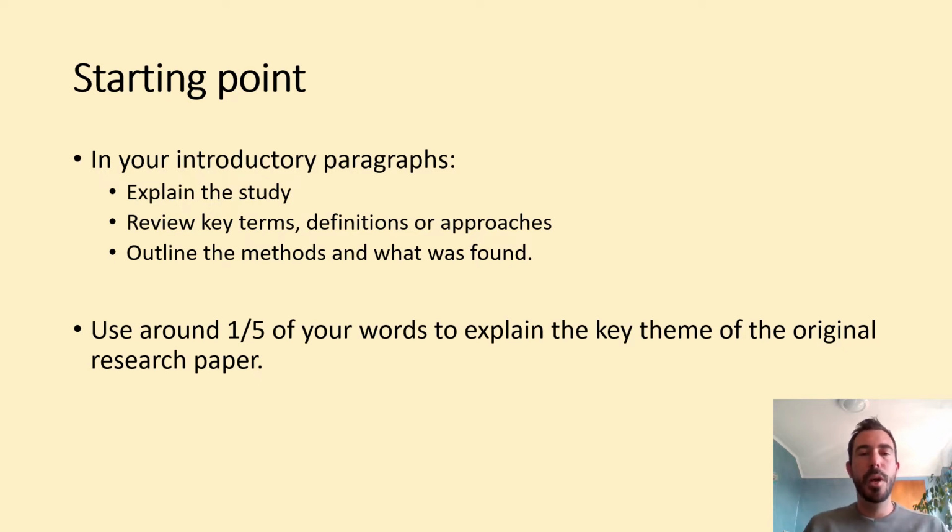So now I'm going to go through each section of a critical review to give you some pointers and ideas on what to follow. Your starting point, as I've mentioned, is your explanation of the paper that you have. In your introductory paragraphs, try and use about a fifth of your word count for this. Explain your study, explain the paper that you've read, what it's found, its aims, its methods, its definitions and approaches to the scientific question.